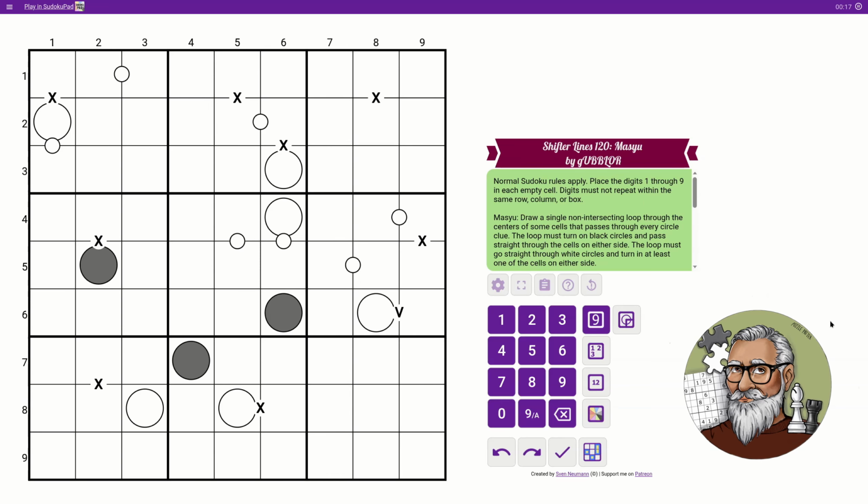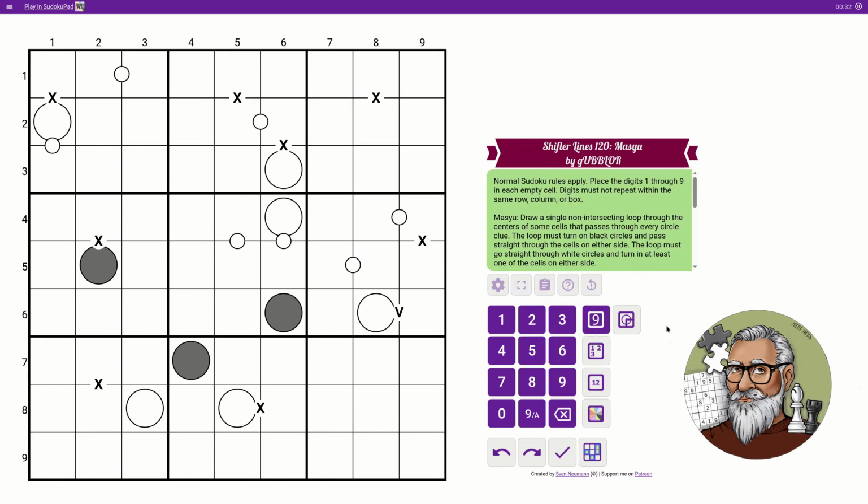Today I'm going to be trying my hand at Shifter Lines 120, Masyu by gUBBLOR. If you'd like to give it a go, there will be a link in the description below. If you do, please let me know how you fared and what you thought of it. Right, let's read the rules.